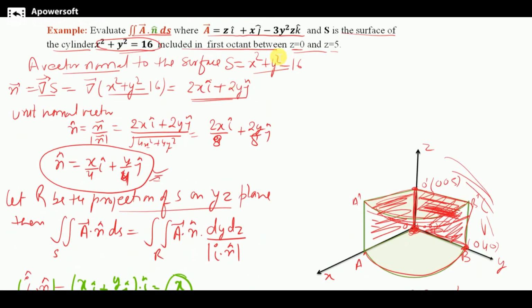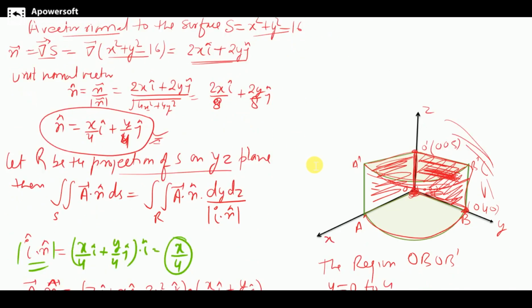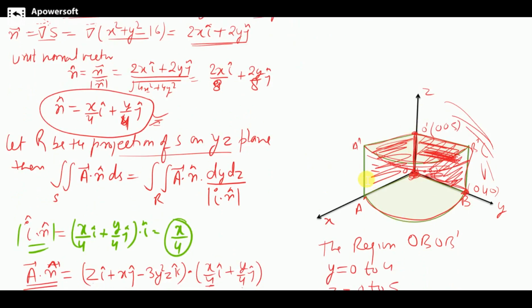You have to remember, when you are doing the surface integral, you take the projection on the xy plane, zx plane or zy plane. In this case we can only take the projection on the zy plane, or we can take the projection on the zx plane. We cannot take the projection of that surface on the xy plane.